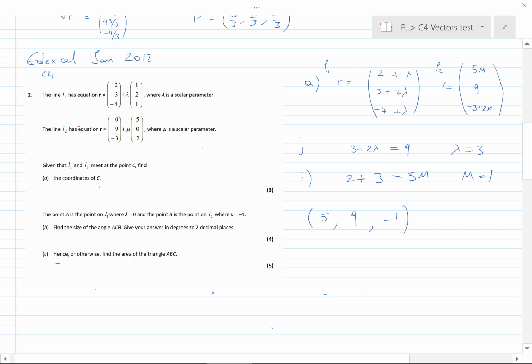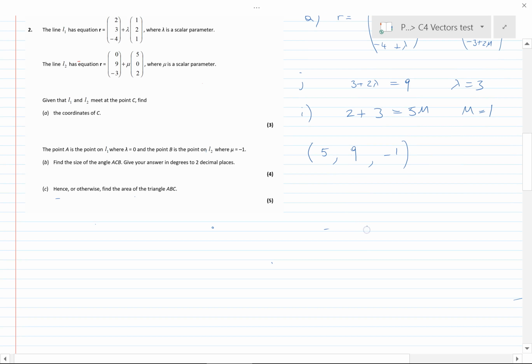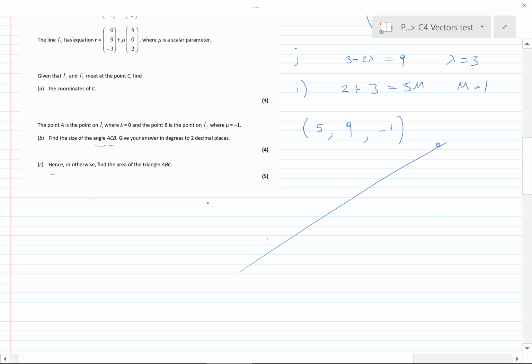Typical, slightly different, but basically find the angle between two lines. So let's just do a little diagram to help us here. Let's draw line L1, line L2. We've got the point of intersection which we've just found, which is C, which has, let's write it as a position vector, 5, 9, minus 1.